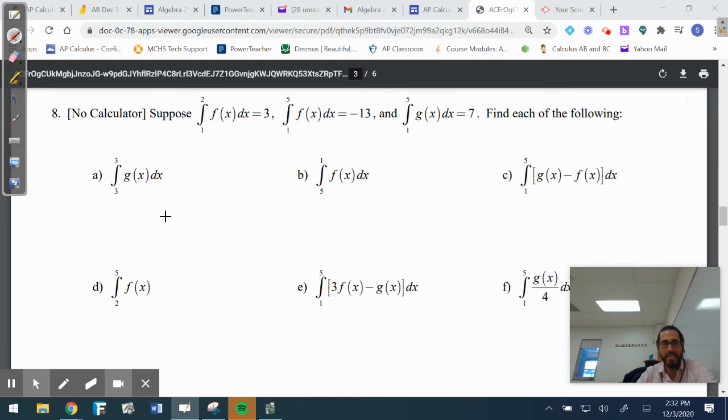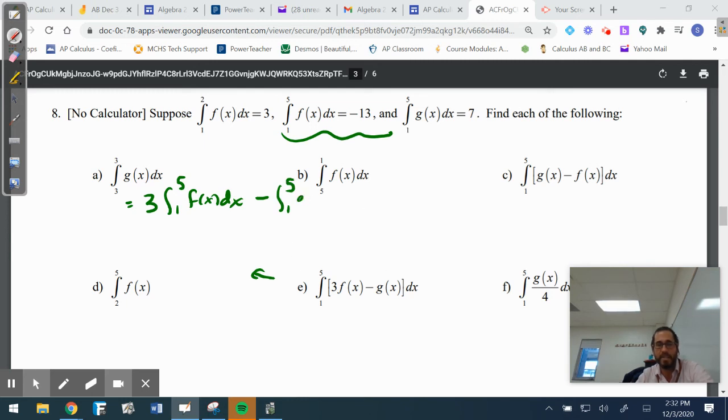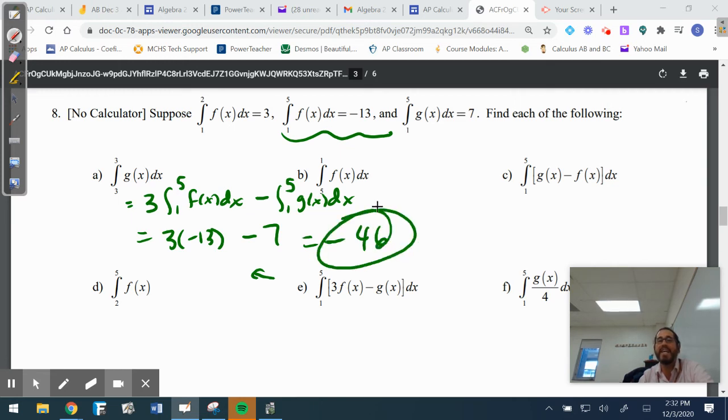All right. This one here, we just gotta split this up, and I'm gonna kill 2 birds with 1 stone. I'm gonna bring the 3 out, because you gotta bring the 3 out, right? And then you have x dx. Then I can use that property, and then we're gonna subtract the integral. Remember, this is again the integral of a difference is the difference of the integrals. So that'd just be 3 times negative 13, which is negative 39, minus another, I get negative 46. Right? Yes, got it right.